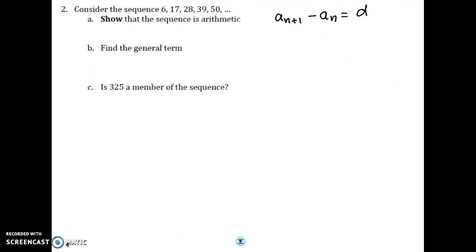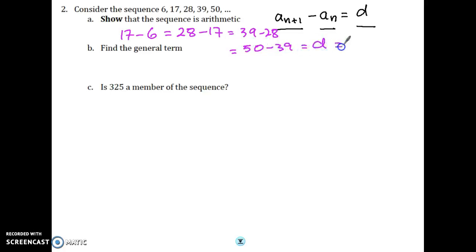So to show that the sequence is arithmetic, we need to actually show that there is a common difference. In general, we know that the difference between the next term and the current term is always fixed at d. And so we just simply need to go ahead and establish that. So 17 minus 6, well, that really is the same as 28 minus 17. It's really the same as 39 minus 28, which is really the same as 50 minus 39, which equals the common difference, which in this case is 11.